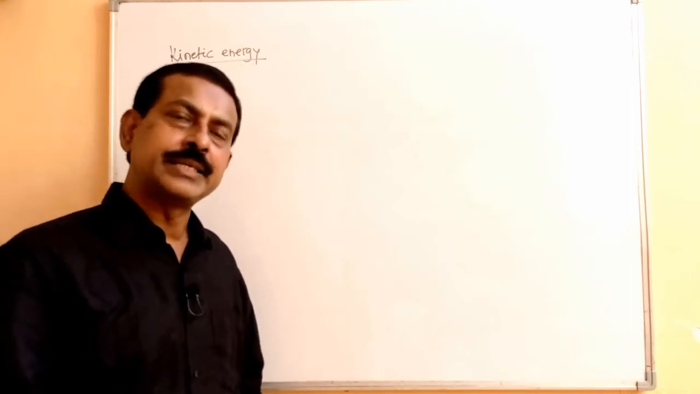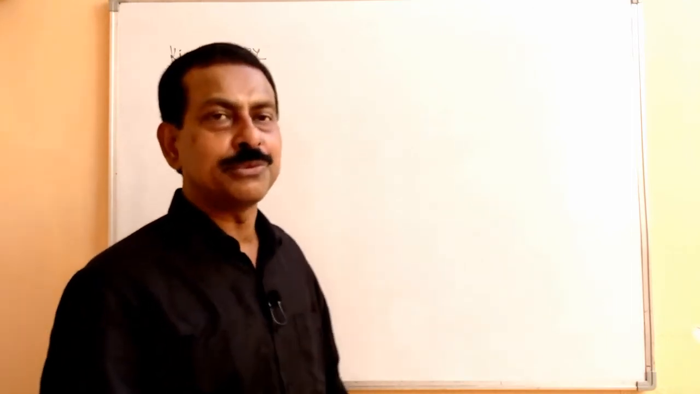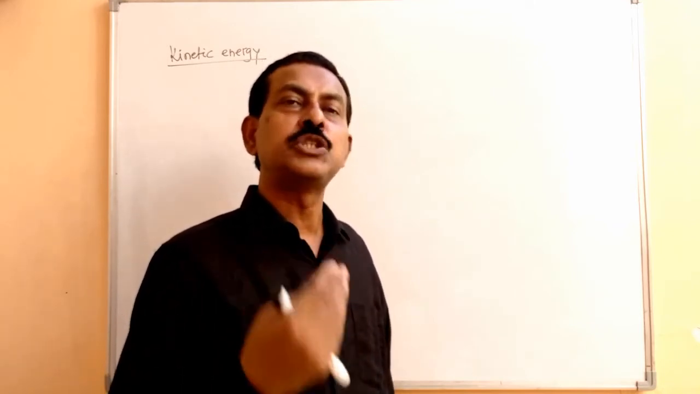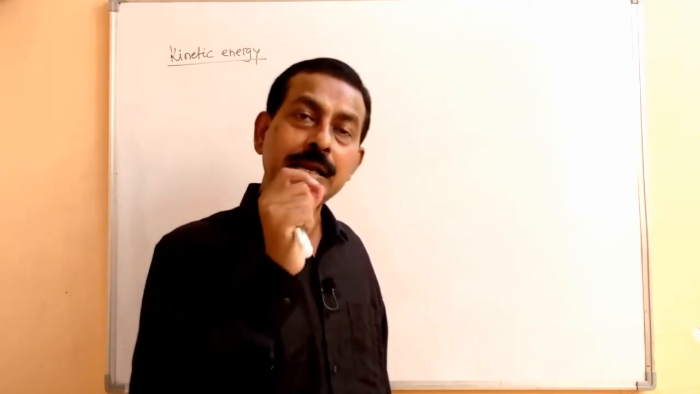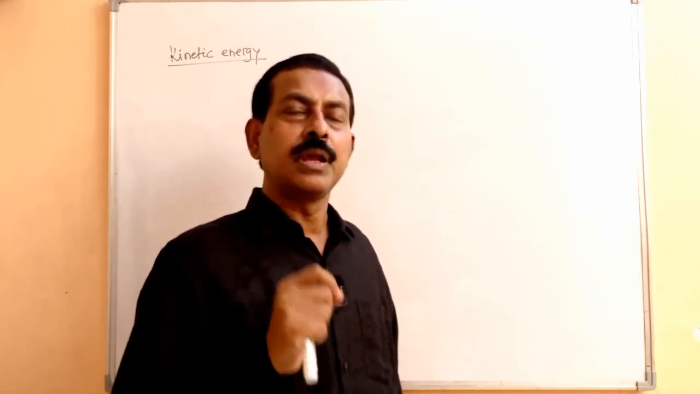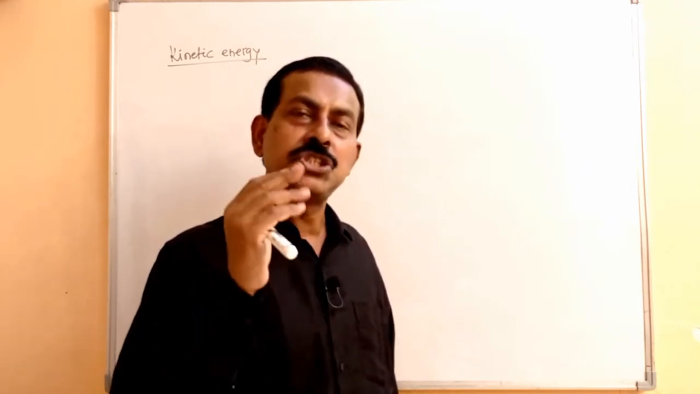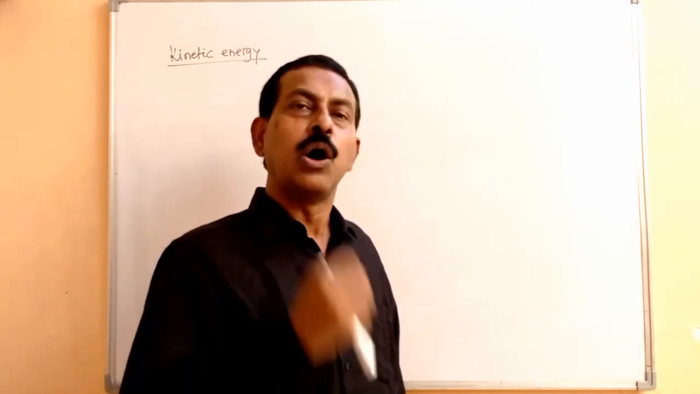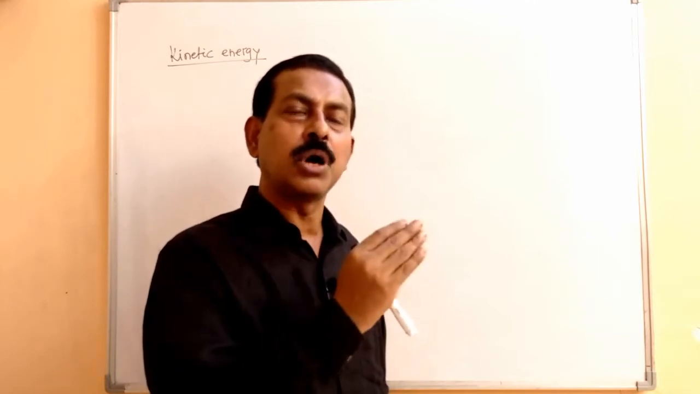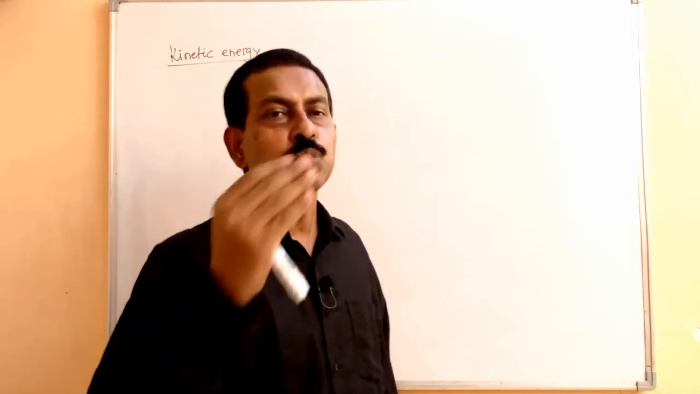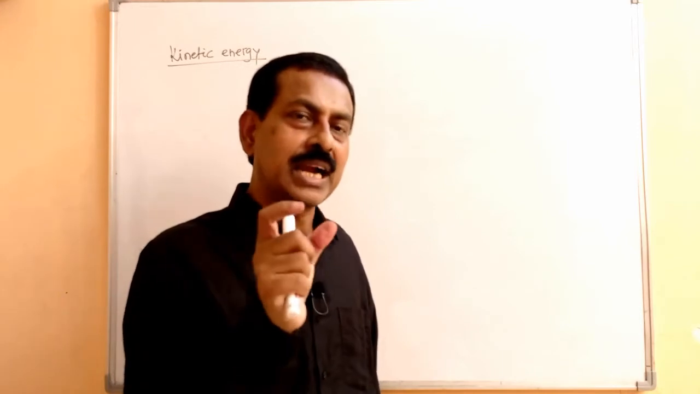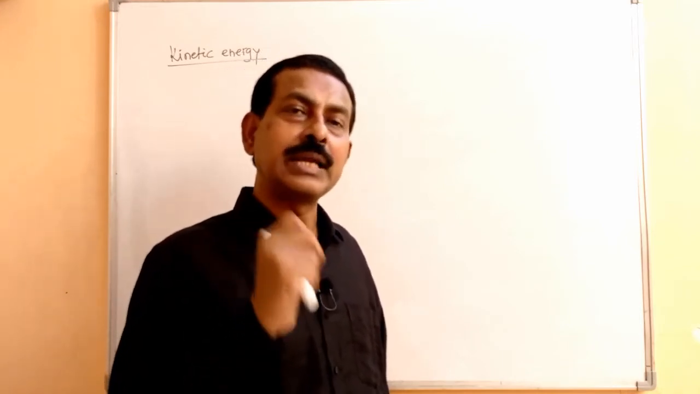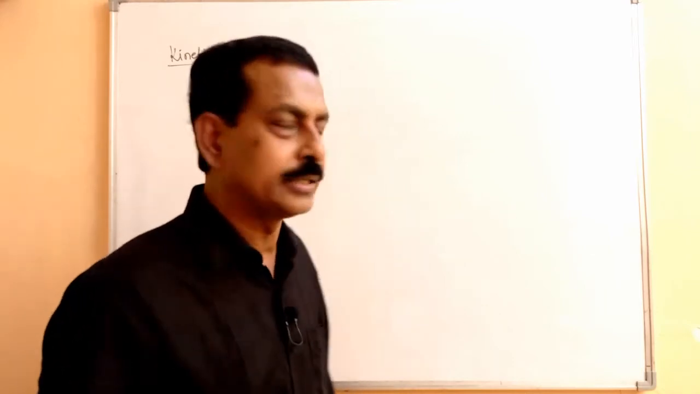Let's now take kinetic energy. Kinetic energy, we have defined, is the energy possessed by a body due to its motion. And we measure kinetic energy by the work done in changing its velocity from 0 to a particular value, or the work done in bringing a body moving with certain velocity to the state of rest. We measure it in that way. So let's try to derive the expression for kinetic energy.